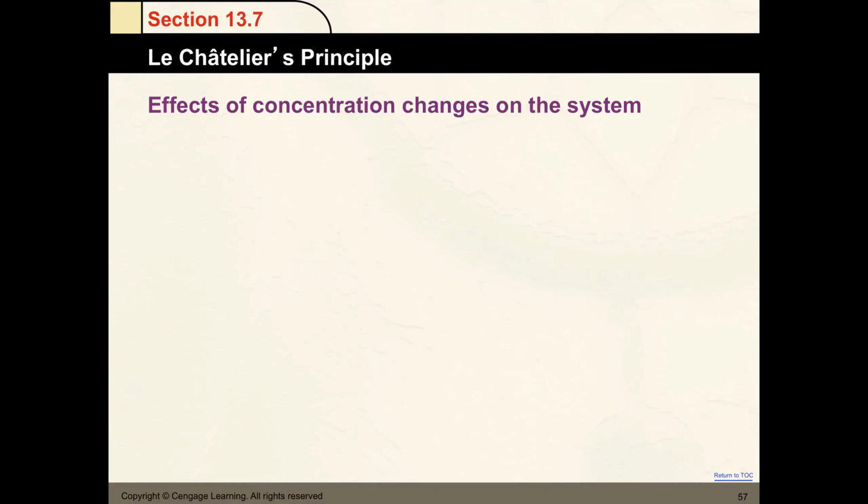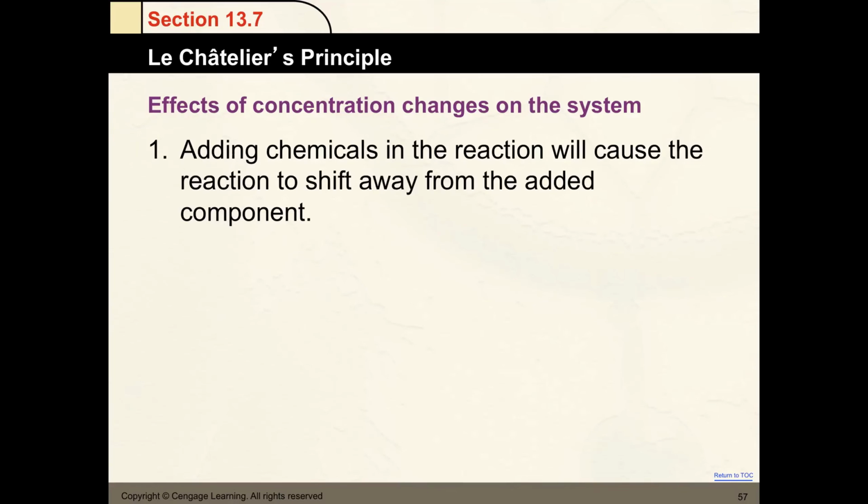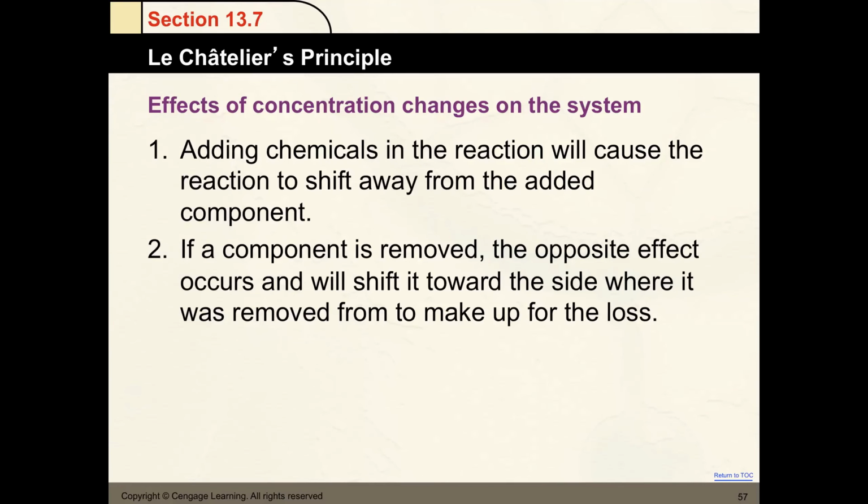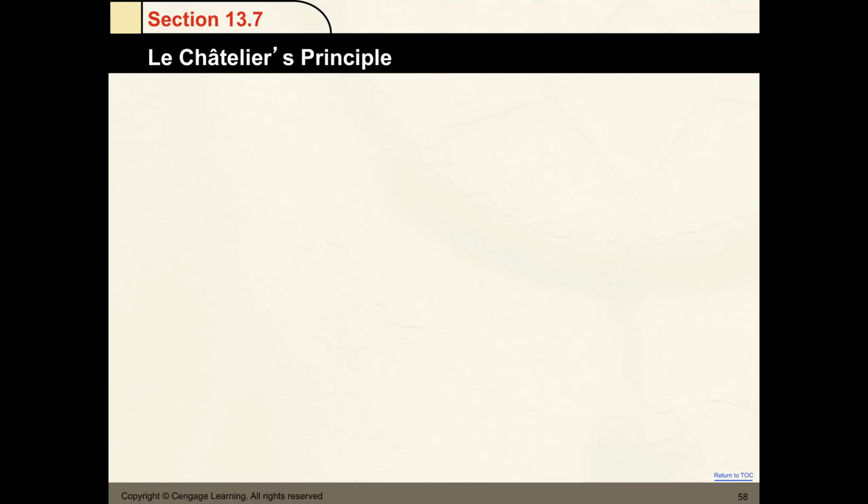So now we can talk about effects of concentration changes on the system. So adding chemicals in a reaction. If you want to add more of one reactant or product in the reaction, this will cause the reaction to shift away from the added component, because it will cause more reactions to happen on the side that you added it to, and so those will react and make more of whatever is on the opposite side, and so it will shift away from it. And then the opposite, if you were to remove a component in a reaction, the opposite effect will occur, and it will shift toward the side where it was removed from to make up for that loss.